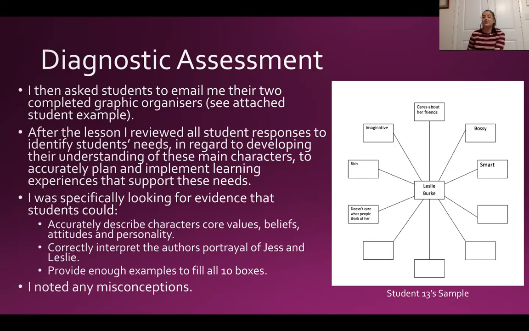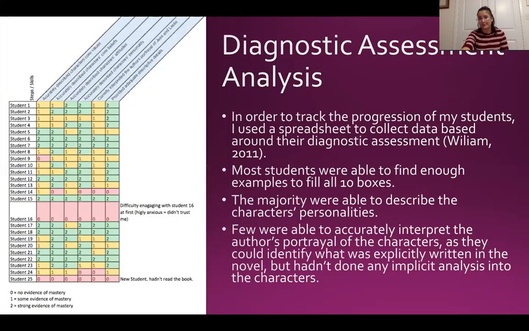So in this diagnostic assessment, I was specifically looking for evidence that students could accurately describe characters' core beliefs, values, attitudes, and personality, that they could correctly interpret the author's portrayal of Jess and Leslie. That was really important to fulfilling content descriptor number 2, and to provide enough examples to fill those boxes. I also kept an eye out for any misconceptions that I could see.